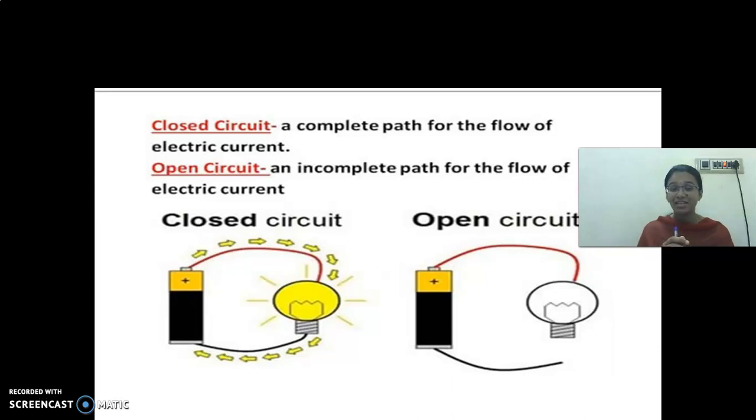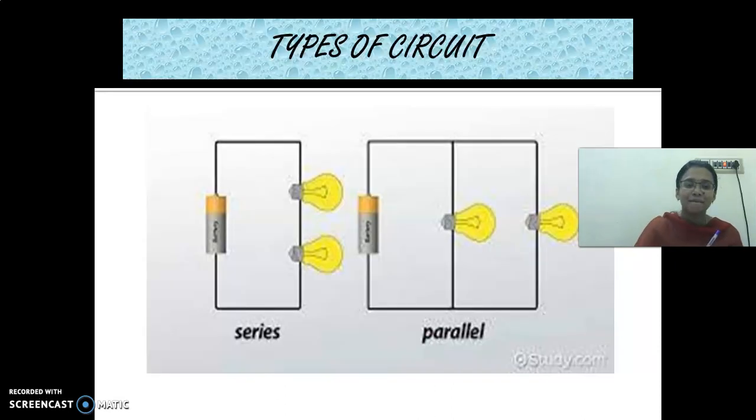Is this clear, children? Yes. So next we have two types of circuit, children. One is series and the other one is parallel. Series circuit and the second one is parallel circuit. It is not there, just note it down. Types of circuit: there are two types, series connection and then parallel connection. What is the series and parallel connection?